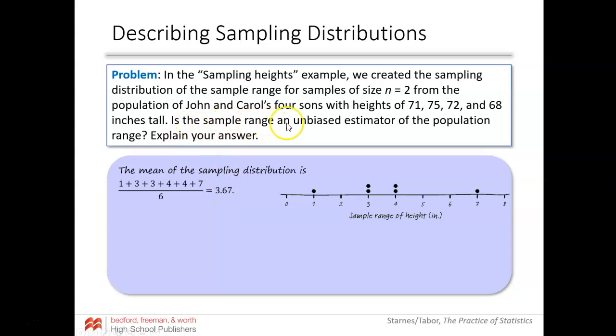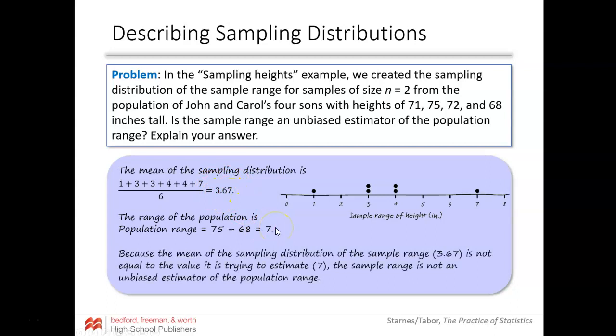Now, the question is: is the sample range an unbiased estimator of the population range? Well, the population would be all of their sons, and if I look at their data, the tallest son was 75 inches and the shortest son was 68 inches. So the population's range is 7, and the mean of the sample range distribution is not the same. So it turns out that this is not an unbiased estimator of the population range.